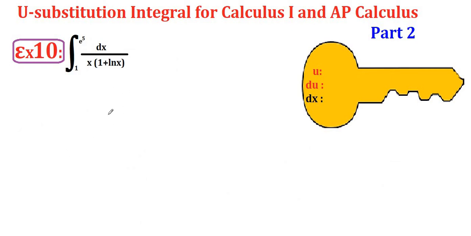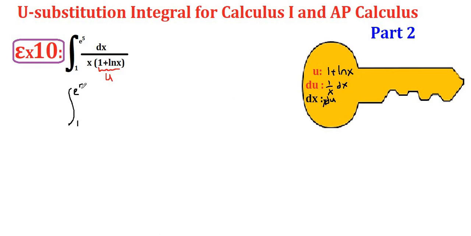Our last integral for this part is dx over x times 1 plus ln of x. So we have 1 plus ln of x in the parentheses in the denominator. Let this part be called u. So if 1 plus ln of x is u, then du will be the derivative of this. The derivative of a constant is 0. The derivative of ln of x is 1 over x dx. And if you solve for dx here, it will be du times x, or x du.